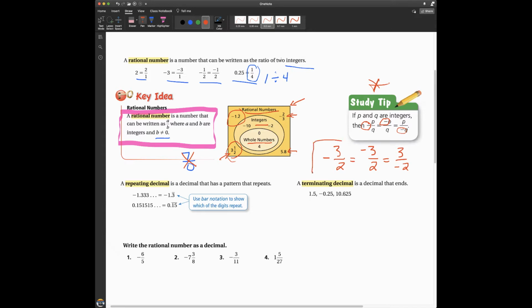Usually when you have a final answer to a problem and it's a negative rational number, we'll put the negative sign out here in the front. We won't leave it in the numerator or denominator. We'll write it like this. Okay. A couple other definitions.